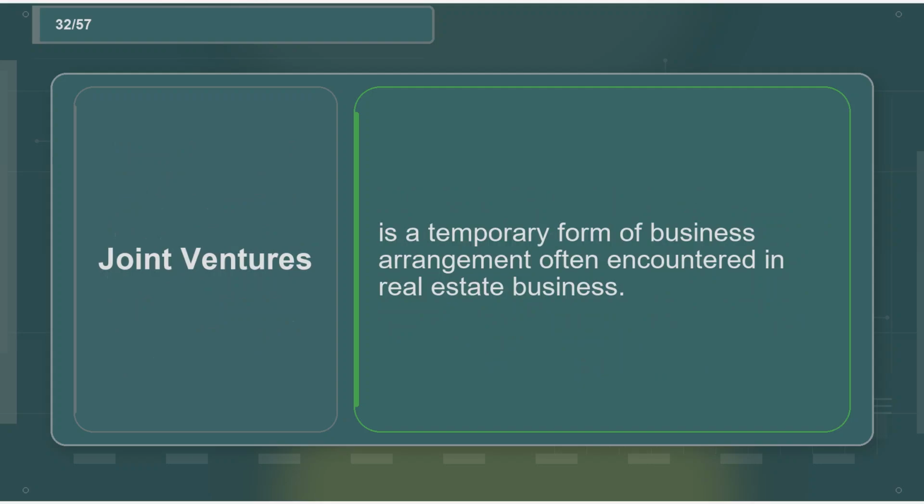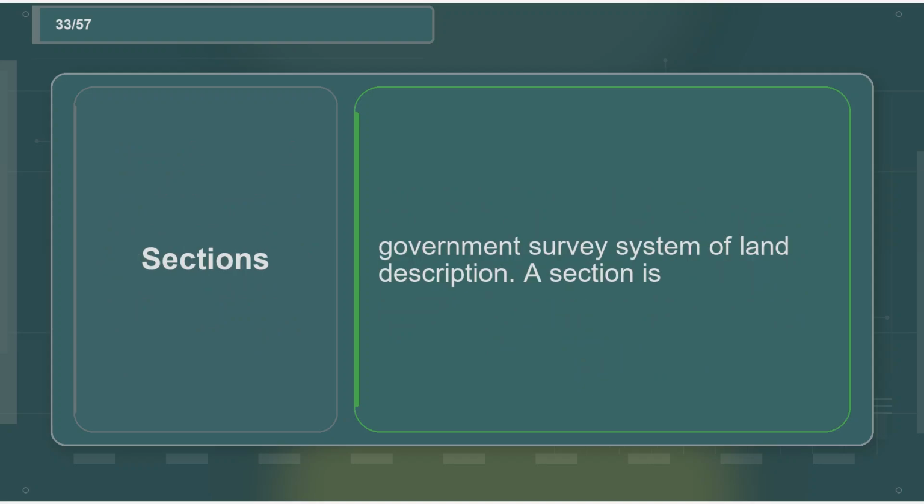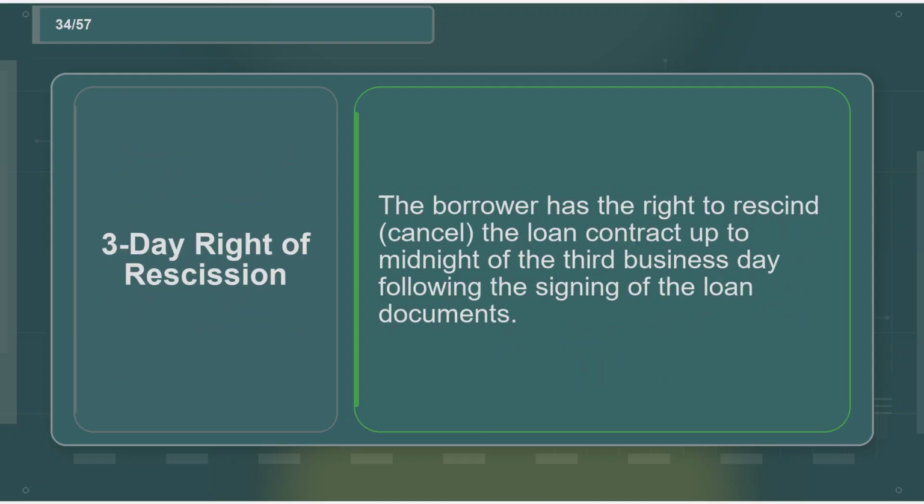Flashcard 32, term: joint ventures. Definition: is a temporary form of business arrangement often encountered in real estate business. Flashcard 33, term: sections. Definition: government survey system of land description. A section is. Flashcard 34, term: 3-day right of rescission. Definition: the borrower has the right to rescind, cancel, the loan contract up to midnight of the 3rd business day following the signing of the loan documents.